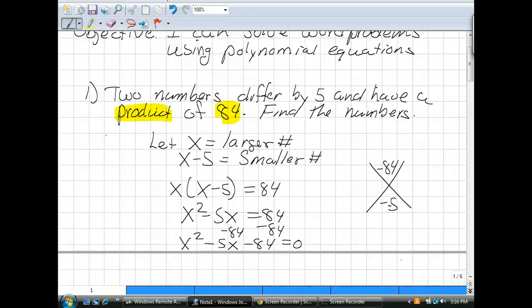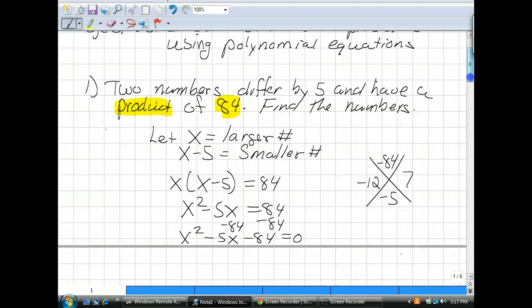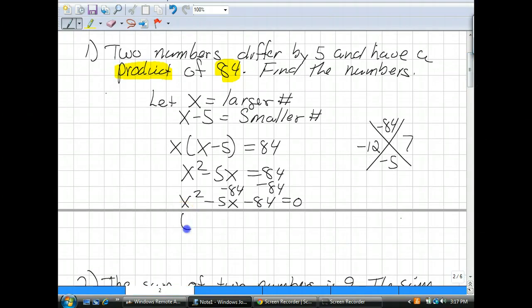I believe it's going to be negative 12 and positive 7. If I multiply those two numbers together, I get negative 84. If I add those two numbers together, I get negative 5. So that's going to factor to x minus 12, x plus 7. Set each factor equal to 0. So we get x equals 12 or x equals negative 7.